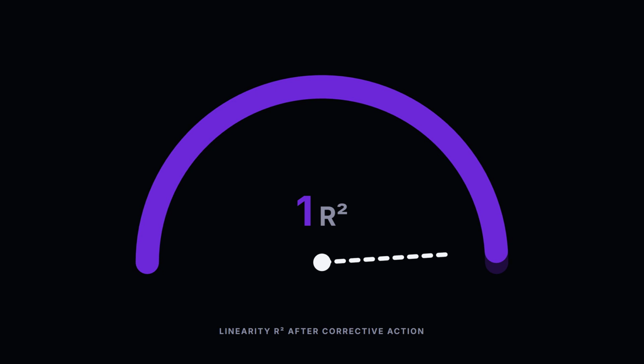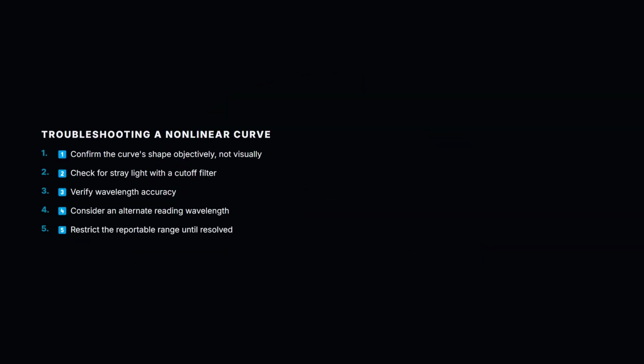When you're troubleshooting a similar deviation yourself, work through it in order. Confirm the calibration curve's shape objectively, check for stray light with a cutoff filter, verify wavelength accuracy, consider an alternate reading wavelength if interference is suspected, and restrict the reportable range until it's resolved.